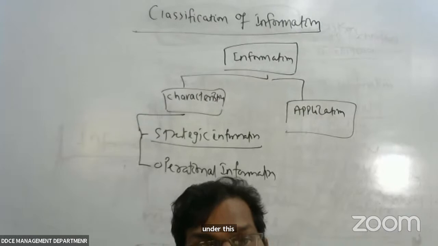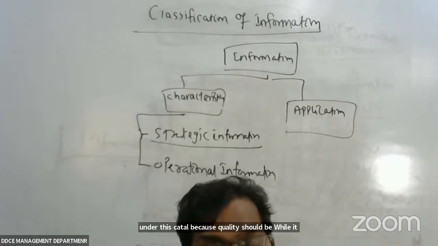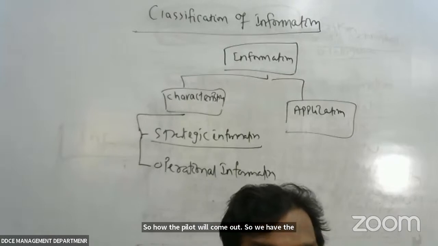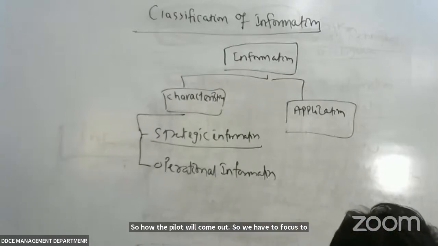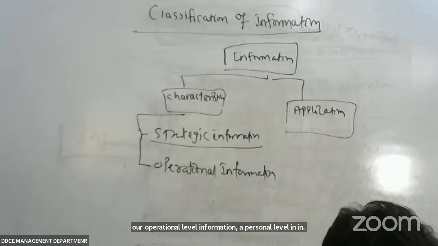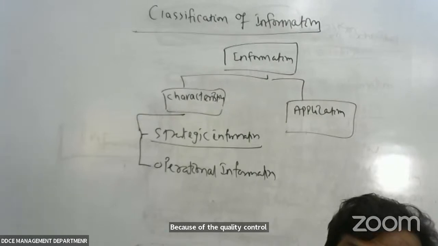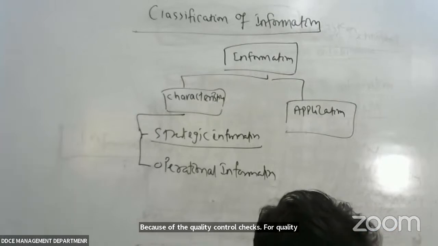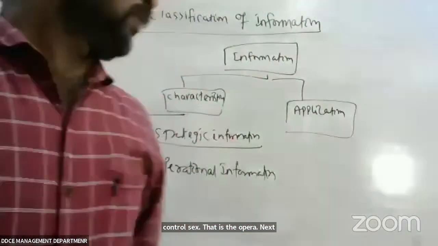because quality should come out. So how will the quality come out? We have to focus on the operational level information, particularly for the purpose of quality control checks. That is the operational information. Next is the tactical information.